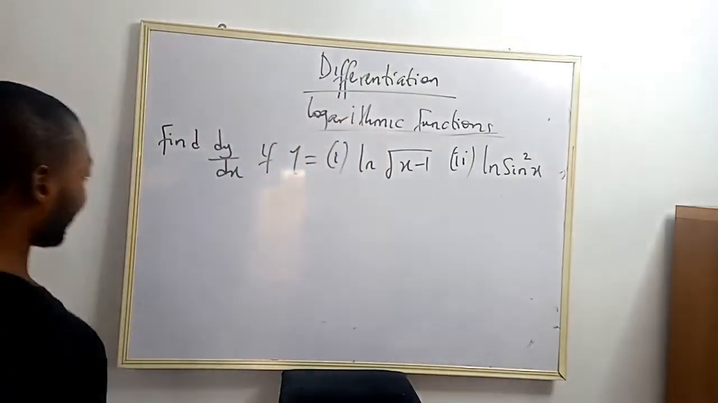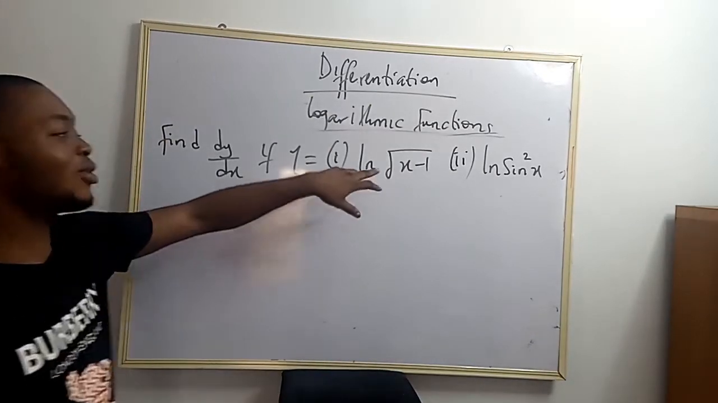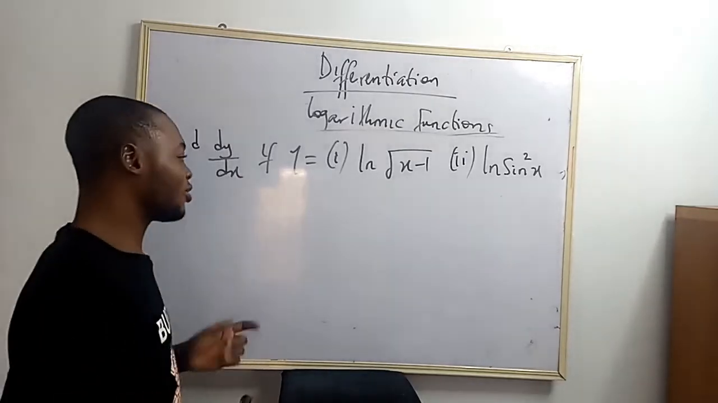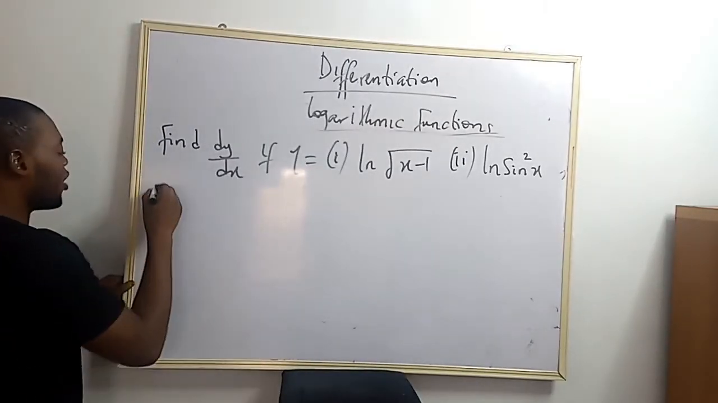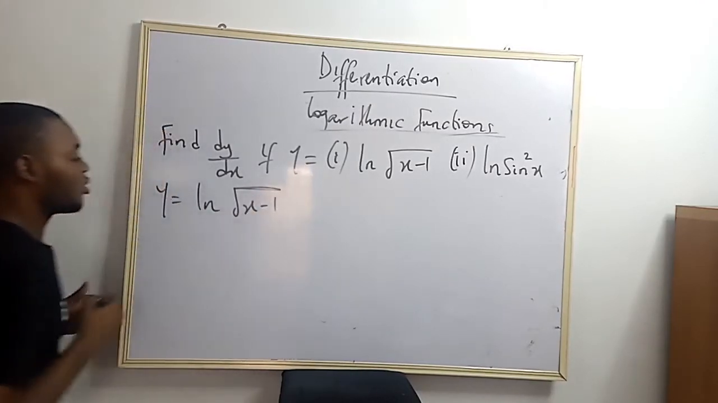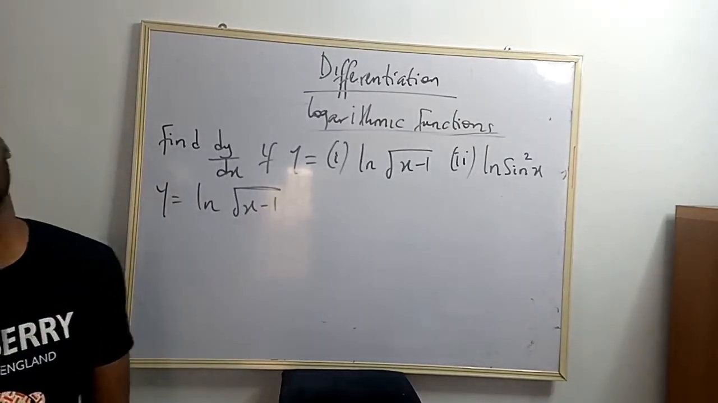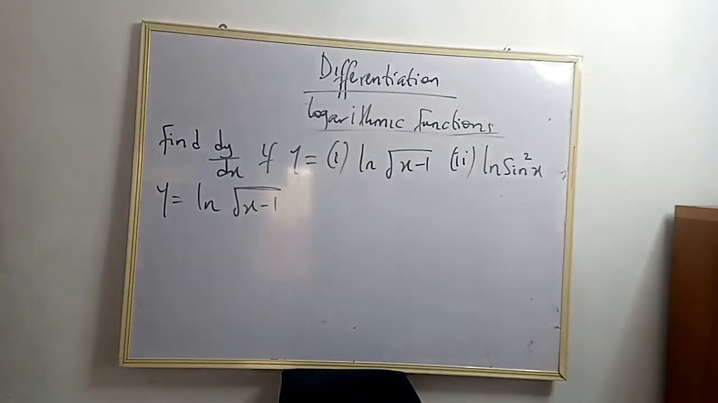So let's get started. The first question that we have is, if y is equal to log square root of x minus 1, it is bulky, right? Yeah, so find dy/dx. So we have y is equal to log square root of x minus 1. Remember, this is a function of a function. So we are going to apply that.